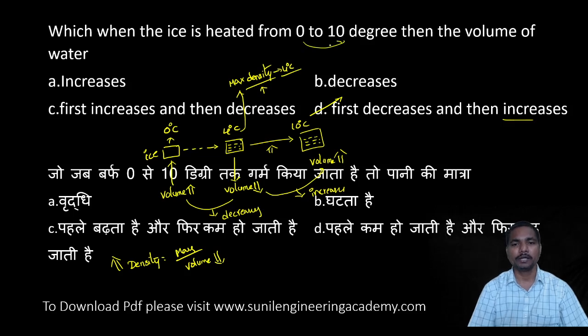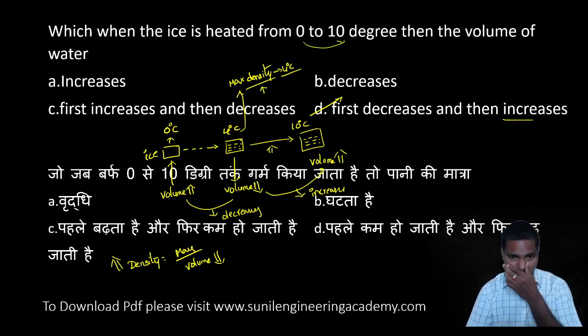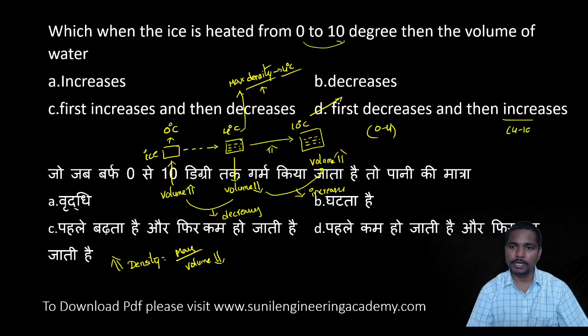From 0 to 10: 0 to 4 decreases and then increases. 0 to 4 decreases, and then 4 to 10 increases.